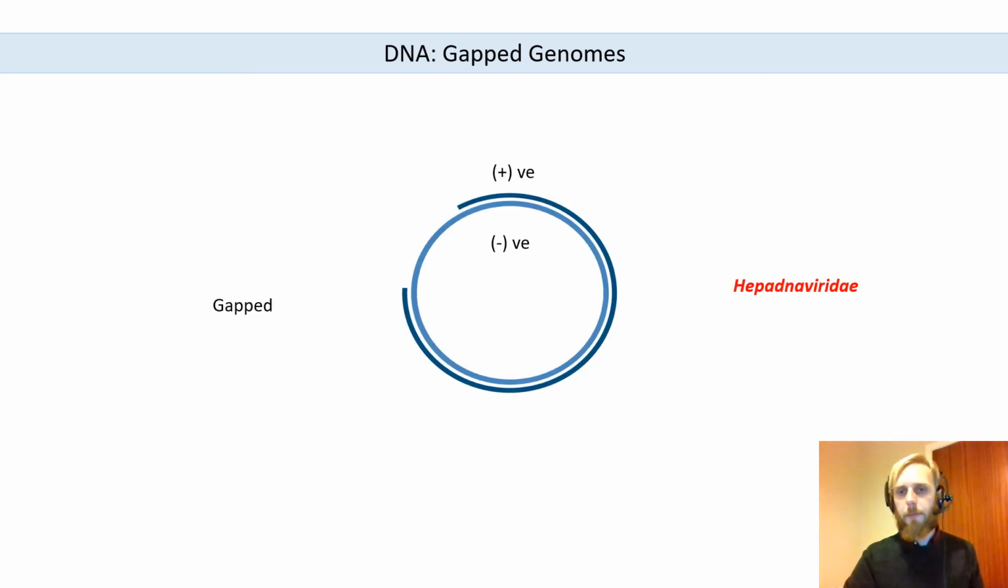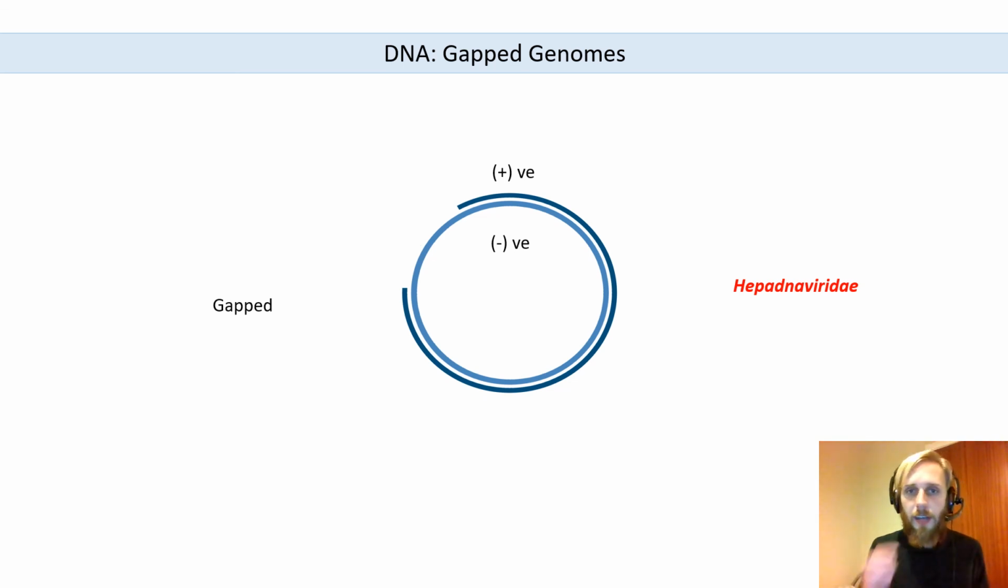Finally, we have the gapped genomes. So some of these DNA viruses that have circularized genomes also have gapped genomes. So a circularized genome that has a portion missing from one of the strands is considered gapped because there's this gap in the genome. We actually talked about this recently. We were looking at genomic processes of hepadnaviruses, and hepadnaviruses are one of the viruses that have a gapped genome, so this should be familiar to you.